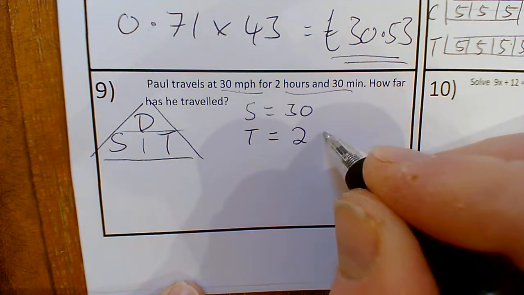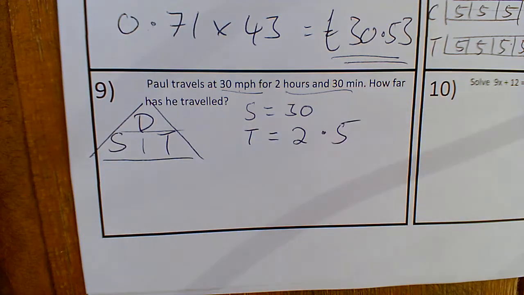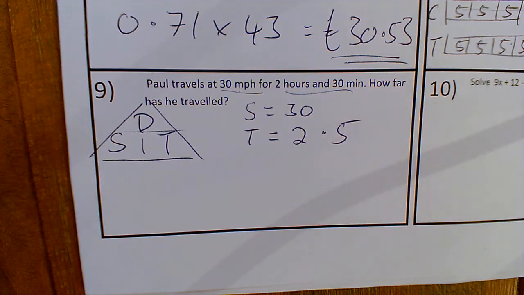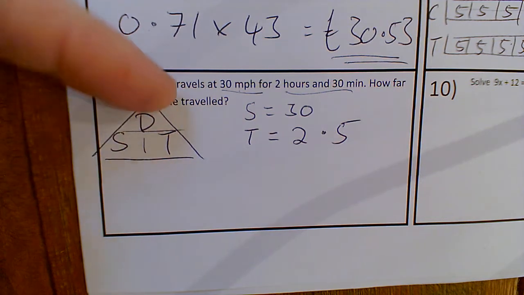2 hours 30 minutes is 2.5 hours. And since the speed is in miles per hour, the time needs to be in hours. How far has he travelled? So that's the distance. If I want to work out distance, I cover up the distance. And it's speed times time.